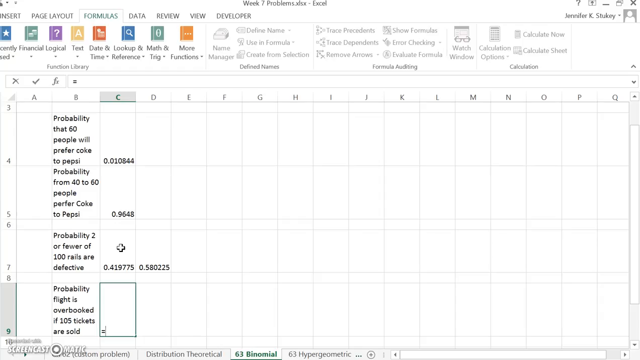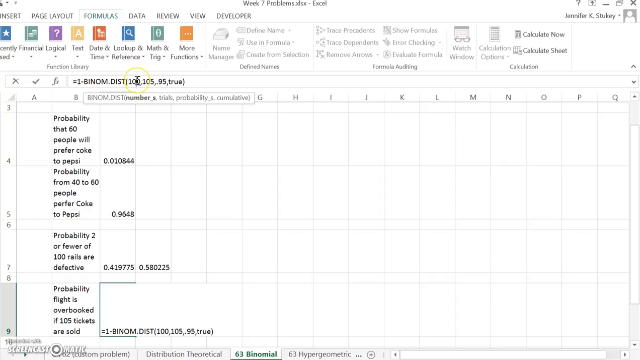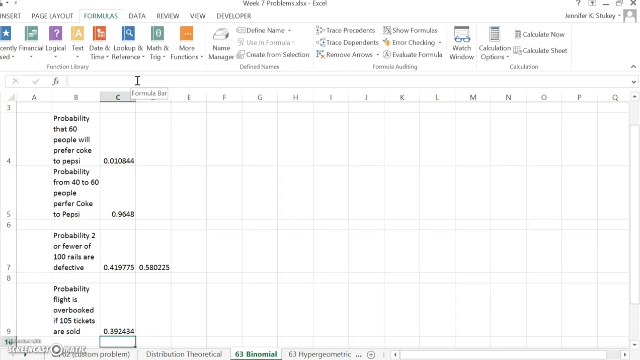Now, a flight's going to be overbooked if they have more than 100 people. Okay, so what we want to find out, and actually this is a 1 minus to make this work, because it's going to be the inverse of the binomial distribution. So we're going to find out the chance of 100 or less. Okay, so we used 100. Now we're finding out 100 or less out of 105 trials with a 95% chance that it will happen, and the cumulative is true. And we want the inverse of that because we want to know what are the odds of having 101 through 105. And we find that that is 39%.